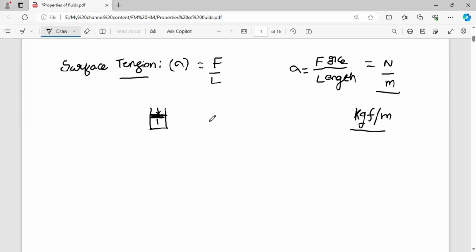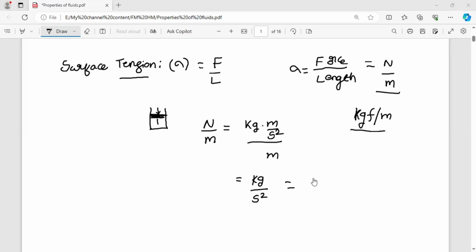Now what is the dimensional formula for surface tension? The unit is Newton per meter. Newton means kg meter per second square, divided by meter. Then the remaining term is kg per second square. By simplification we get kg per second square, that is kg second power minus 2.